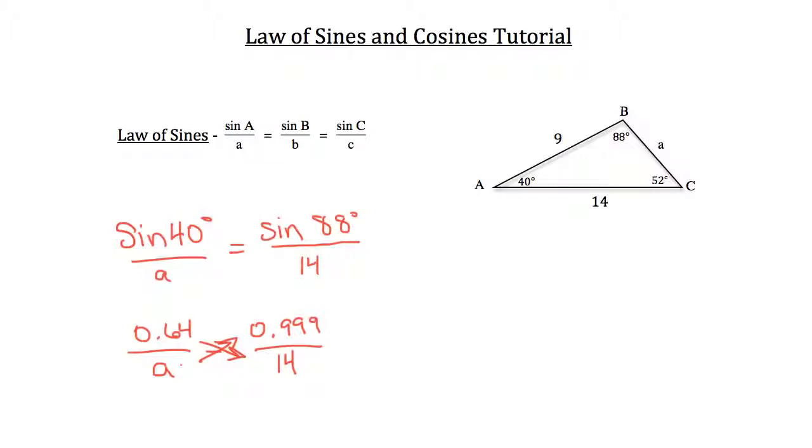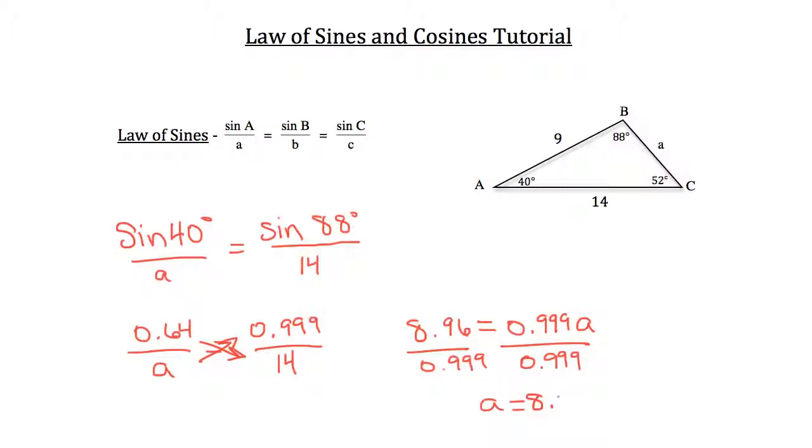So we have 0.64 times 14, which has a value of 8.96. And that's going to be equal to A times 0.999. So we have 0.999 A. Well, we want to solve for A, so I'm going to divide by 0.999 on both sides of the equation. And we'll get A is equal to 8.97. Now we were able to solve for A because of the law of sines.